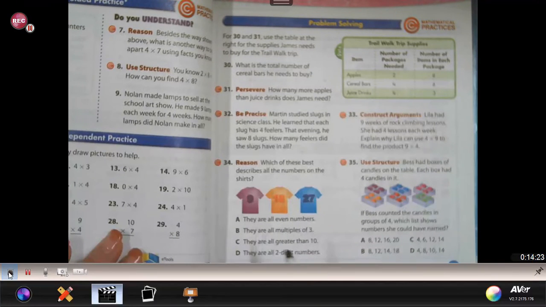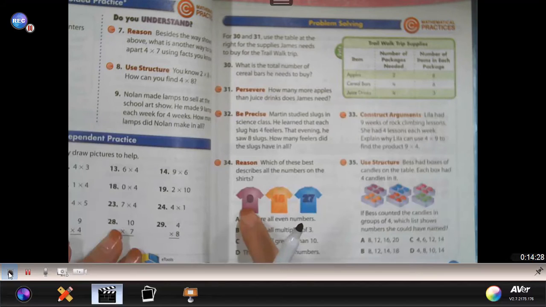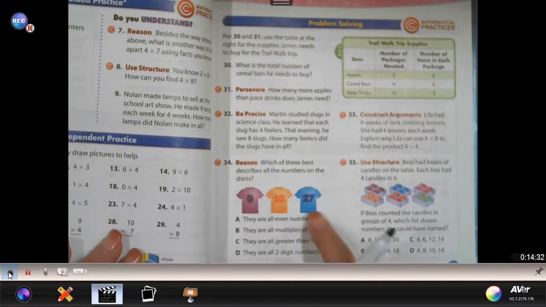Number 34 says, which of these best describes the numbers on the shirts? 9 is an odd number. 18 is an even number. 27 is odd. So that is not something that is the same about those numbers. It says they are all even numbers, so we know that's not true. They are all multiples of 3.